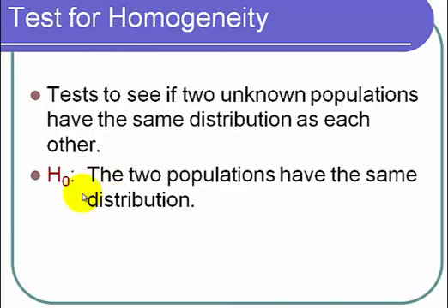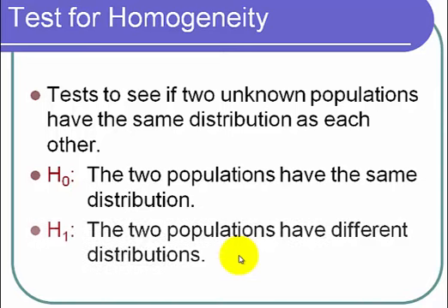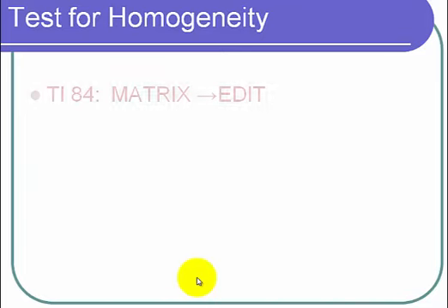H naught is the two populations have the same distribution. These are both unknown populations, and they have the same distribution as each other. And H1 is the two populations have different distributions. For the calculator, it turns out that the way you use your calculator for homogeneity tests is exactly the same as the way you use it for an independence test. And this is where some of the confusion is.